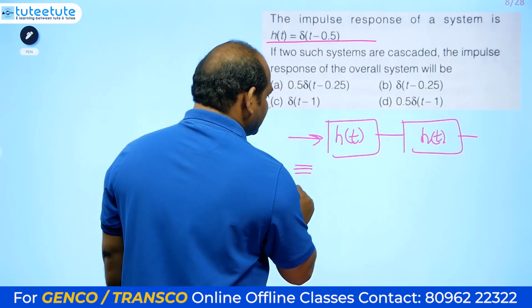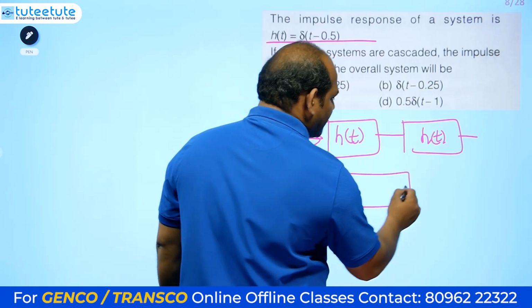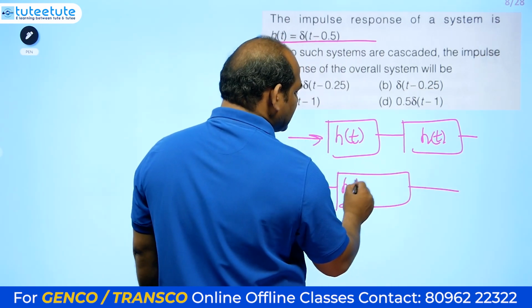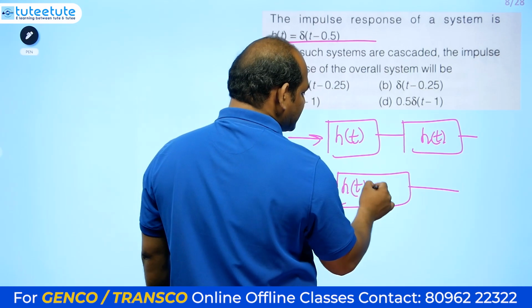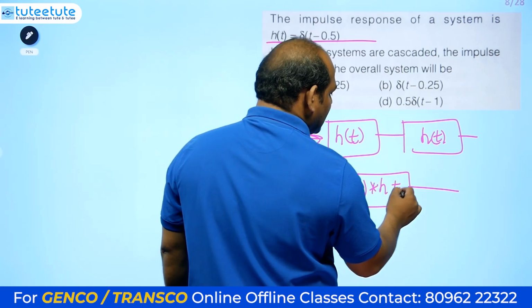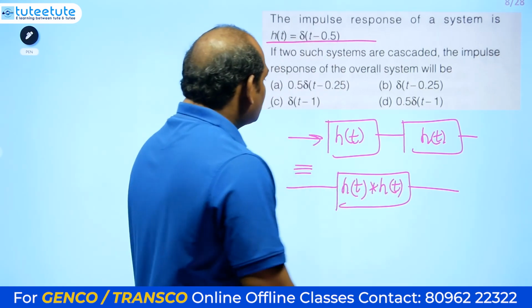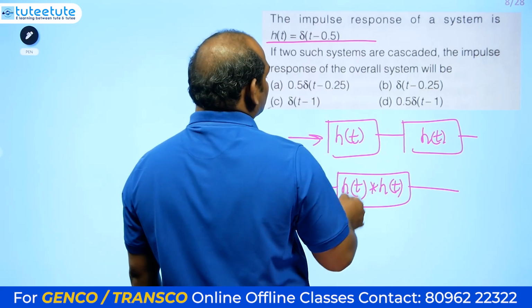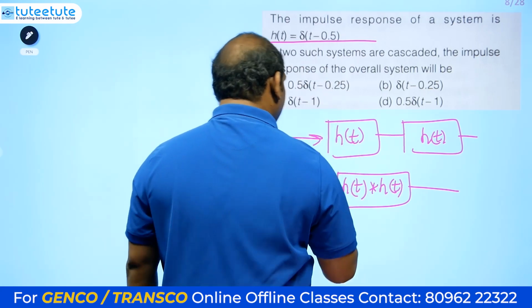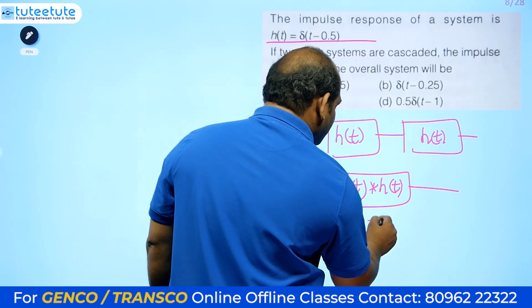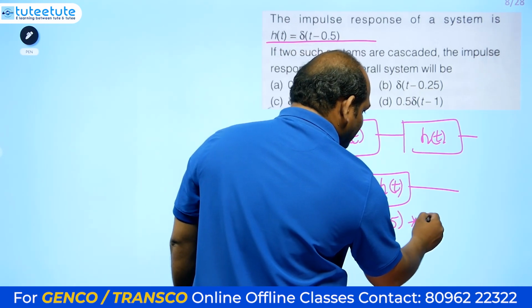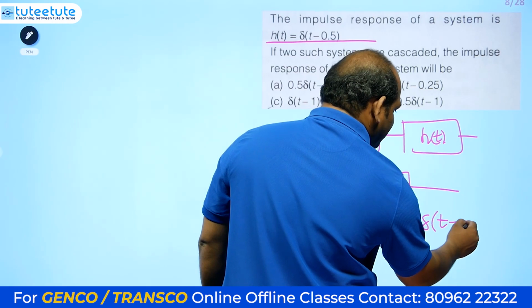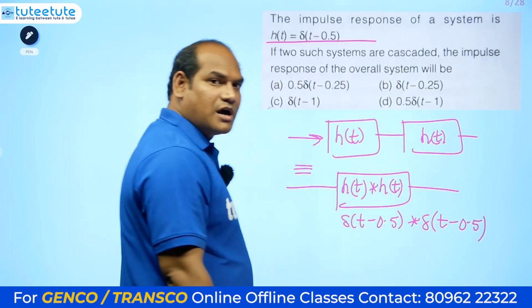So the resultant system will have the impulse response that we know is the convolution of these two. So h of t is convolved with h of t, like this we have to do. Actually they have given del of t minus 0.5, which is convolved with del of t minus 0.5, like this we have to do.